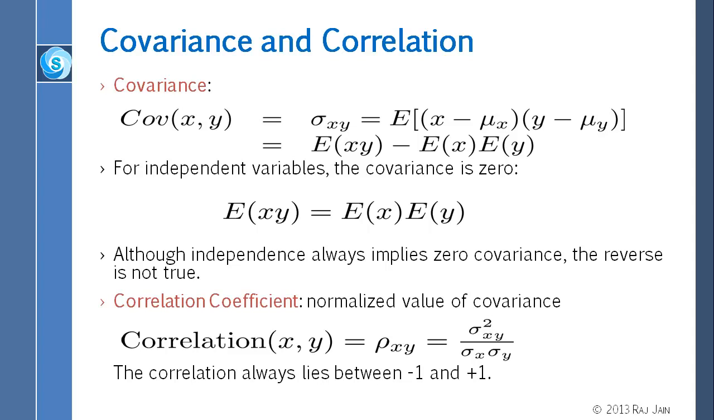-1 means perfectly dependent in the opposite direction. So if one goes up, the other goes down, and +1 means perfectly dependent in the same direction. So if one goes up, the other goes up. We are not talking about independence, I'm sorry, I mean perfectly dependent. And now this correlation is always misused in many fields.